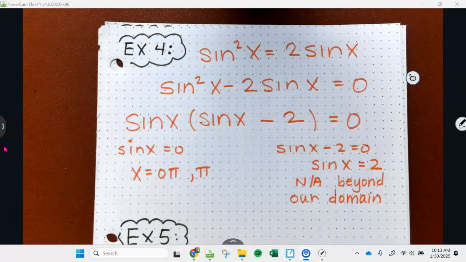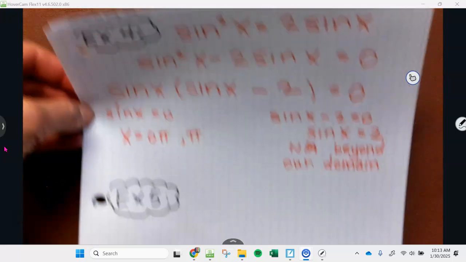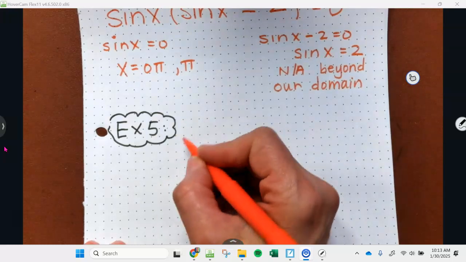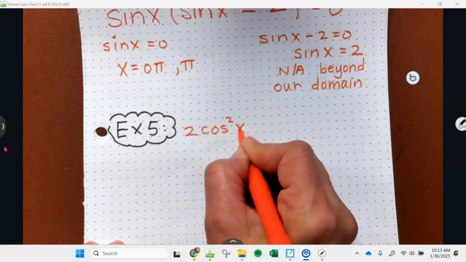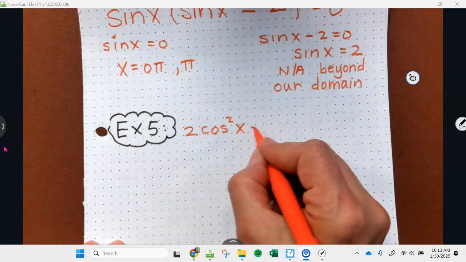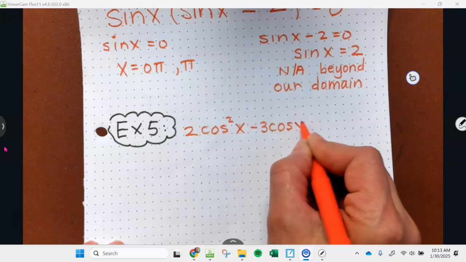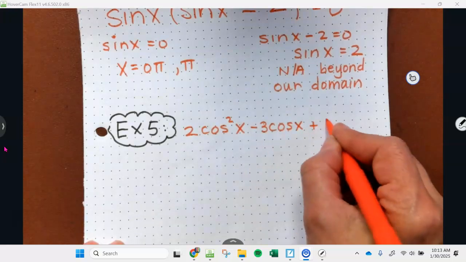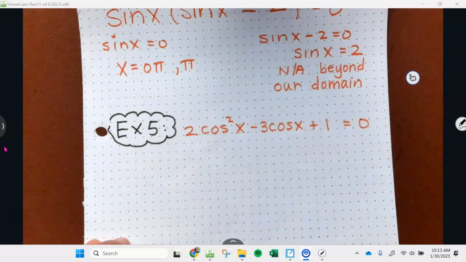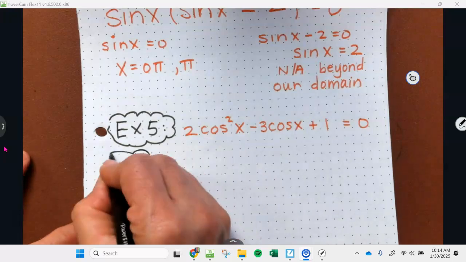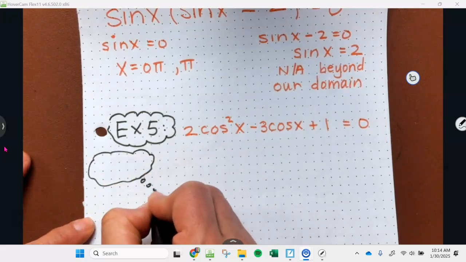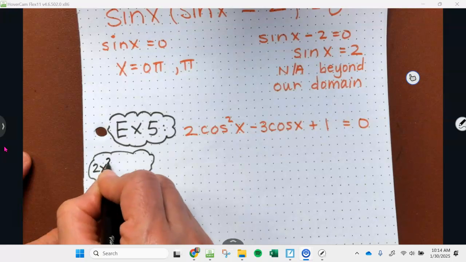Cool. All right, example 5. So please write down 2 cosine squared x minus 3 cosine x plus 1 equals 0. So 2 cosine squared x minus 3 cosine x plus 1 equals 0. Y'all, that's a factoring problem. And we are going to factor this just like we would here. I'll just kind of put this in a cloud. Just like you would here.